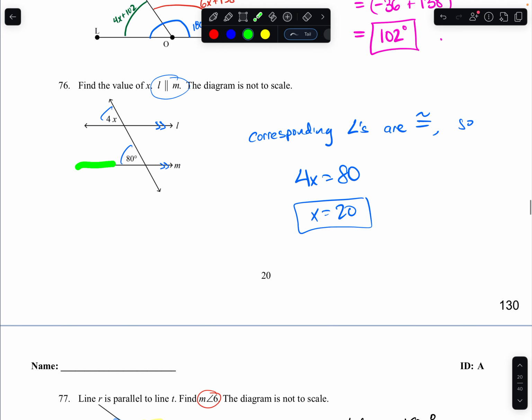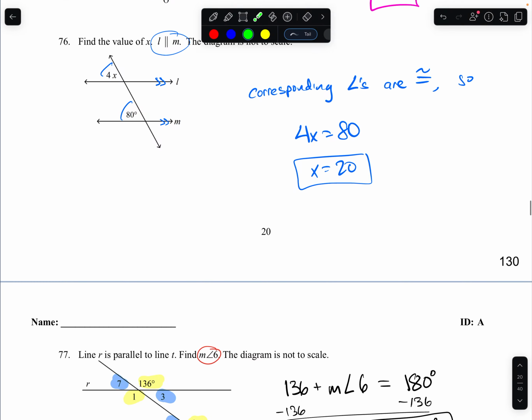76, we have parallel lines cut by a transversal, and these 2 angles are both in the upper left of their respective intersections. So they're called corresponding angles. Those are congruent when we have parallel lines, so we can set them equal to each other, solve for x. We'll get x as 20.